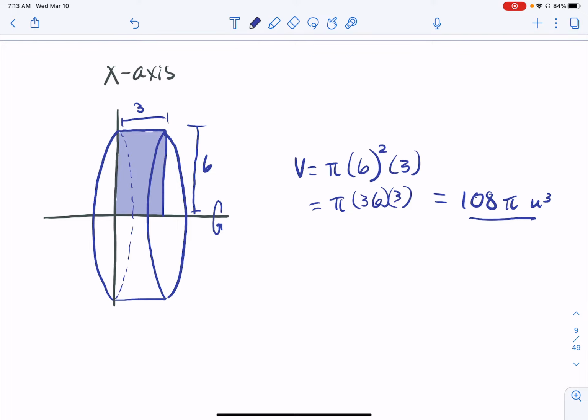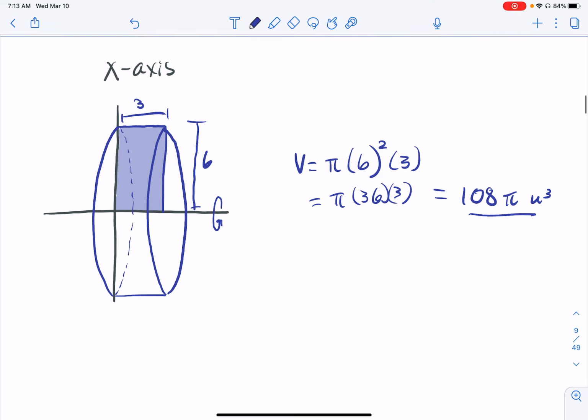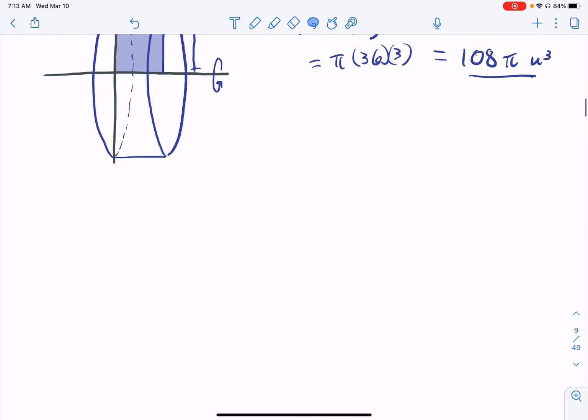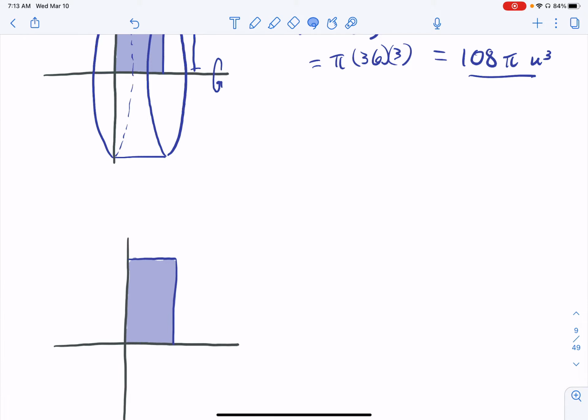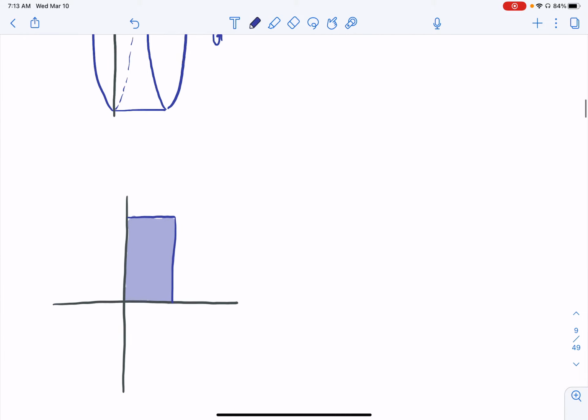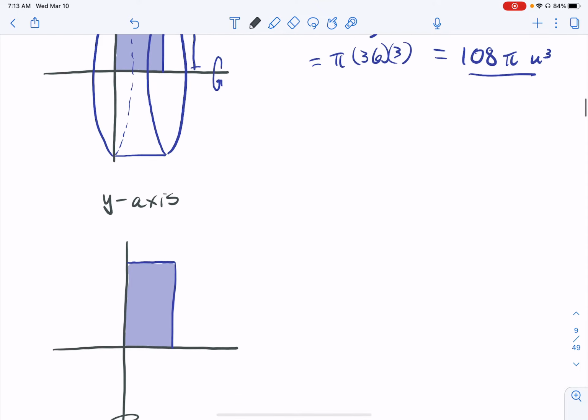Okay. Let's do this again, but this time we want the y-axis. This is where my copy and paste feature comes in pretty handy. Let's paste that. Okay. All right, and it needs to be labeled, because we're doing this around the y-axis this time. Here's a question for you. Is this going to make exactly the same volume? It's the same rectangle. Is it going to make the same volume?